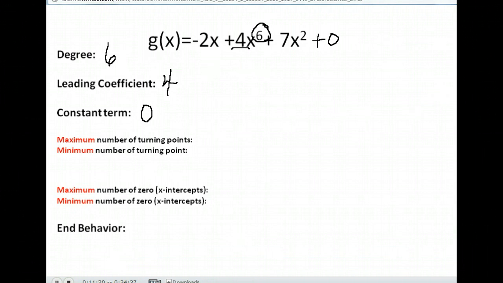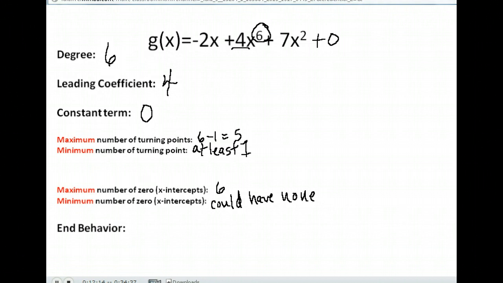What would the maximum number of turning points be? Okay, the maximum number of turning points is the degree minus 1, so 5. The minimum number of turning points, our degree was even. Okay, and we talked about what happens when it's an even degree and the number of turning points. It has to have at least 1. The maximum number of zeros is the degree, so there could be 6 zeros. There might not be 6 real zeros, but there could be. The minimum number of zeros, this could have none because it's an even degree.